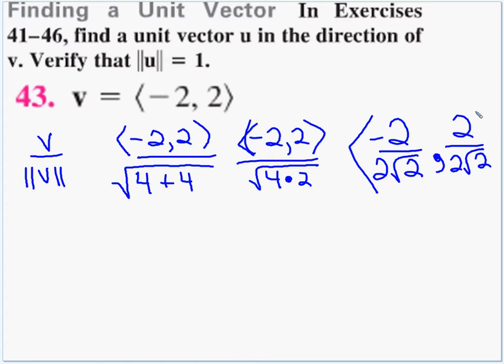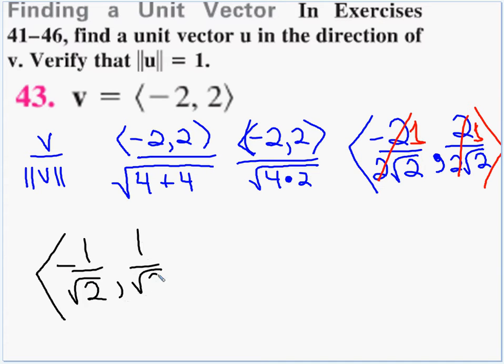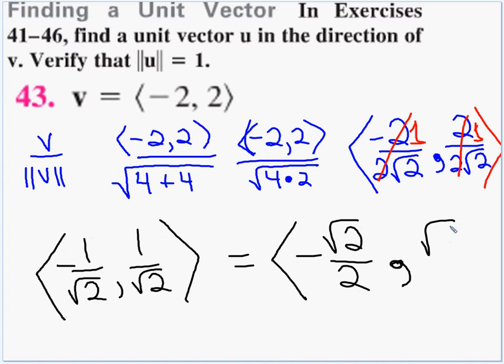Now we can cancel out these 2's, these whole numbers, so there are 1's left in those numerators. And why not? Let's have good math manners and let's rationalize. So what we got here is negative 1 over root 2, comma 1 over root 2. If we rationalize each of those, multiplied by root 2 over root 2, our final answer here for this unit vector u is negative root 2 over 2, comma positive root 2 over 2.